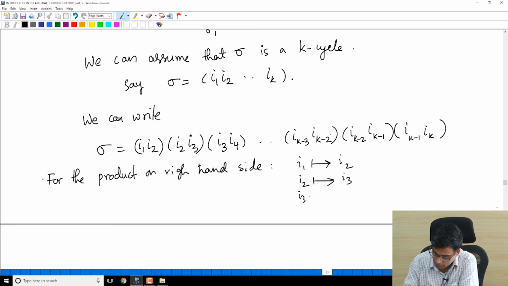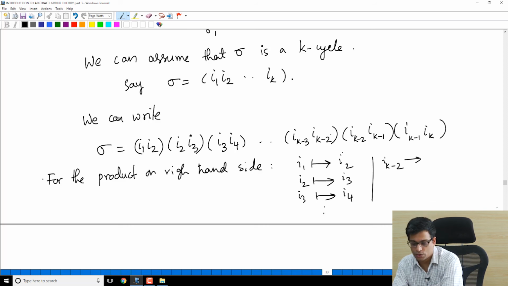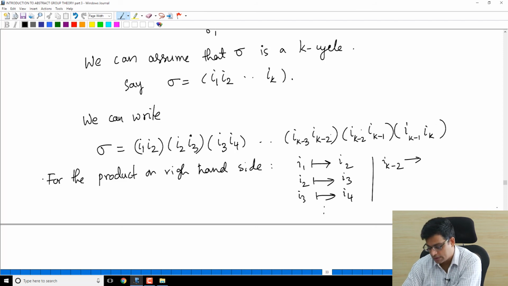What happens to I3? I3 will not appear until we hit I3, I4. And here it will go to I4. But then I4 no longer appears again. I4 doesn't appear here. I4 doesn't appear here. So I3 goes to I4 and so on. What happens to ik minus 2? Ik minus 2 goes to ik minus 1. The first one on the right doesn't involve ik minus 2. The second one does. So ik minus 2 goes to ik minus 1. But then ik minus 1 doesn't appear again anywhere else. So ik minus 2 goes to ik minus 1.